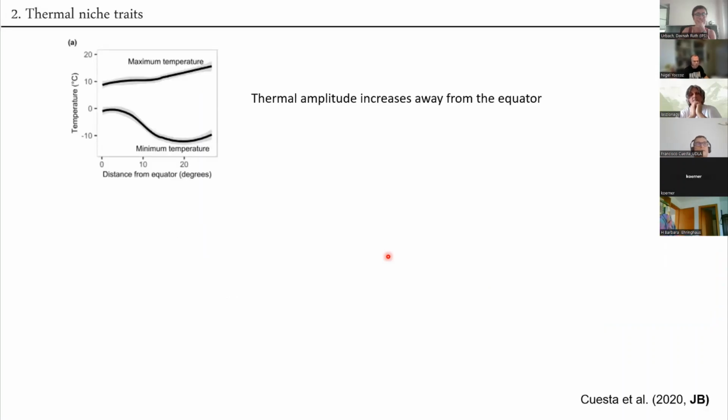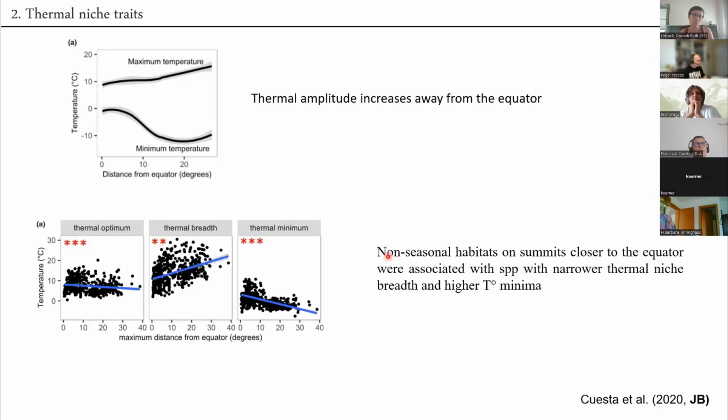Another important thing is the thermal amplitude, which increases away from the equator. On a daily basis, based on daily temperatures, on the equator we have more or less 10 degrees of variation, whereas as we move further south towards the southern tundra, that amplitude increases quite a lot. And that apparently is driving also the thermal niches or the thermal traits of those species.